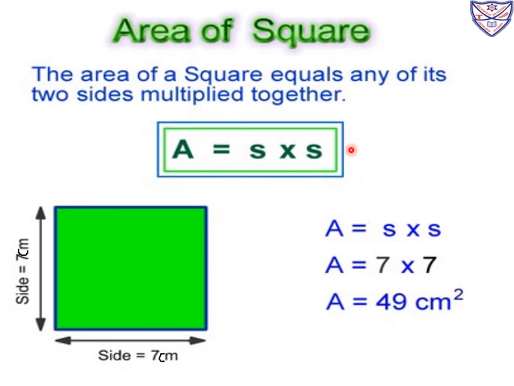Now area of a square. The area of a square equals any two of its sides multiplied together. In a square the two sides are equal. So area of square equals S multiplied by S, means side multiplied by side. So side equals 7 centimeter and this side equals 7 centimeter. Both are equal. So A equals 7 multiplied by 7. So we will get 49 centimeter square.